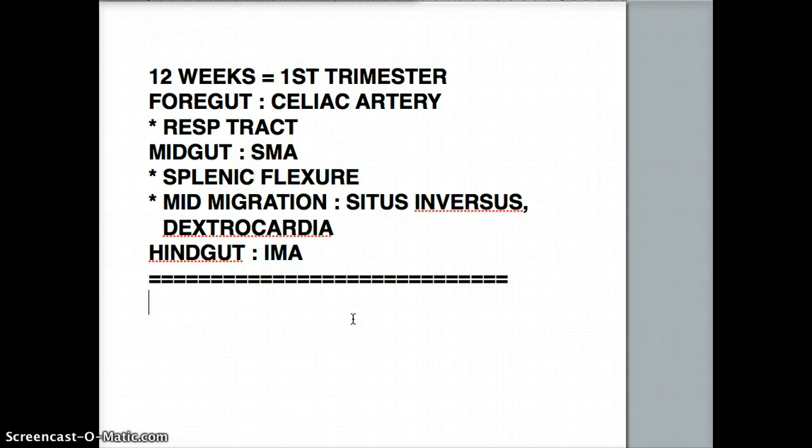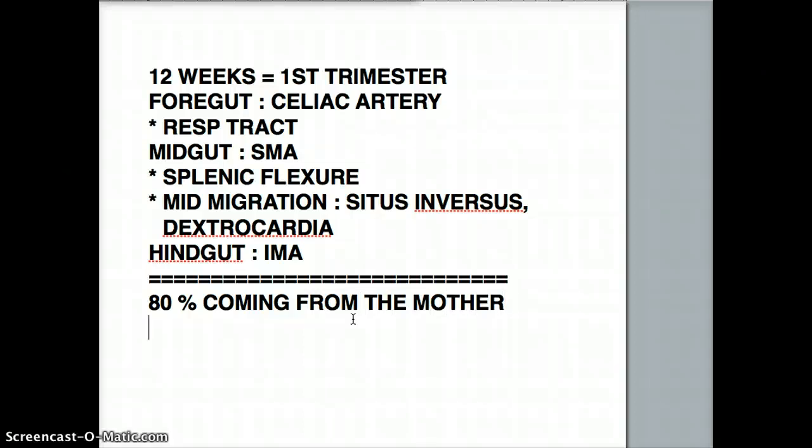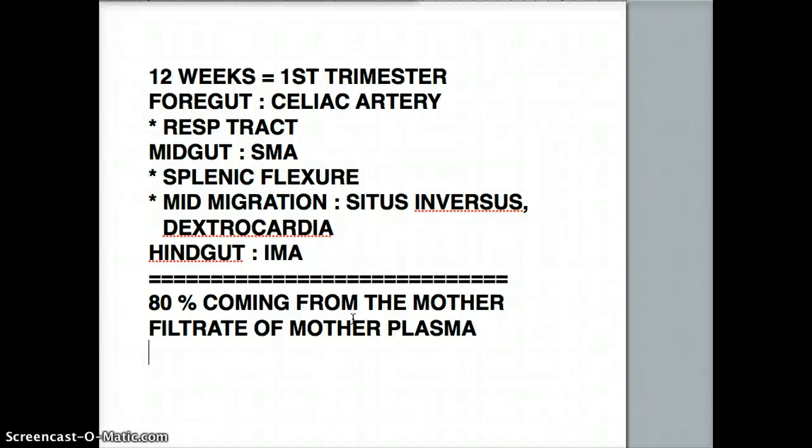So I want to mention that 80% of the amniotic fluid is coming from the mother. Now, this is also the time you should ask yourself, what is amniotic fluid? It's nothing but the filtrate of the mother's plasma. Now, you must be wondering why it's 80%, why the entire amniotic fluid is not 100%. It's because the 20% is actually provided by the child itself. The 20% is actually added by the fetus.